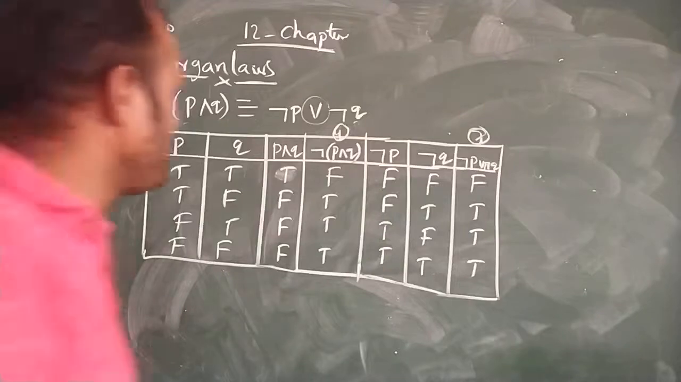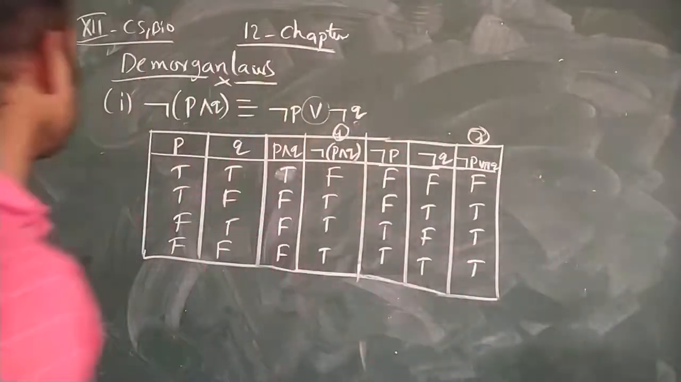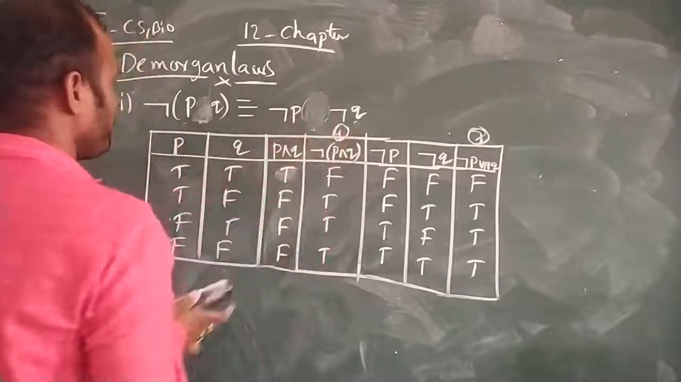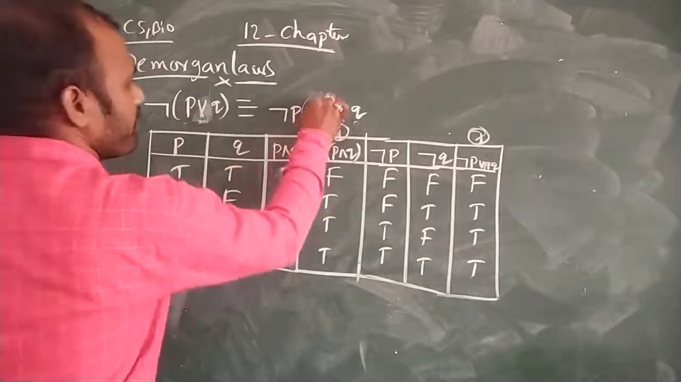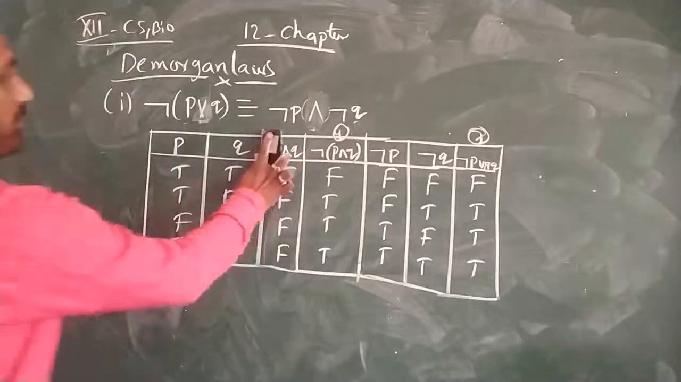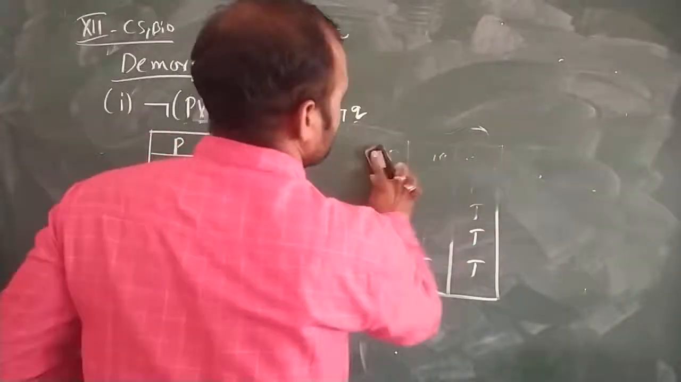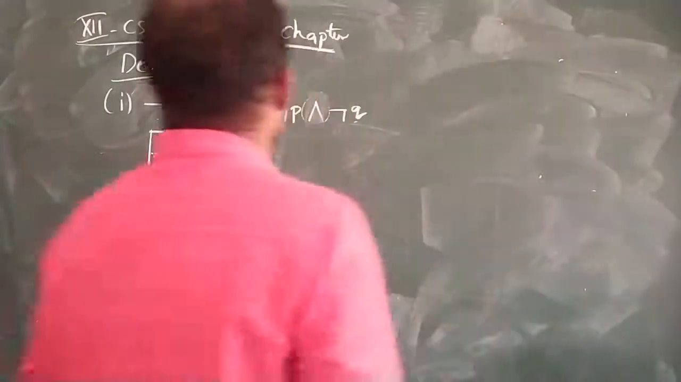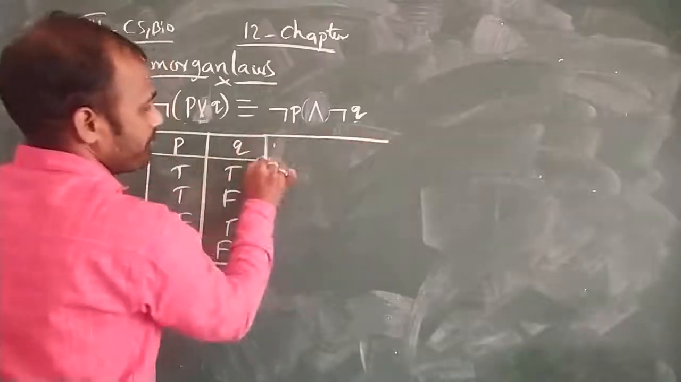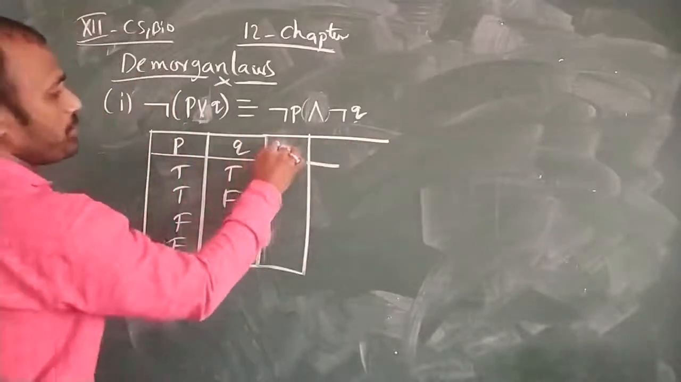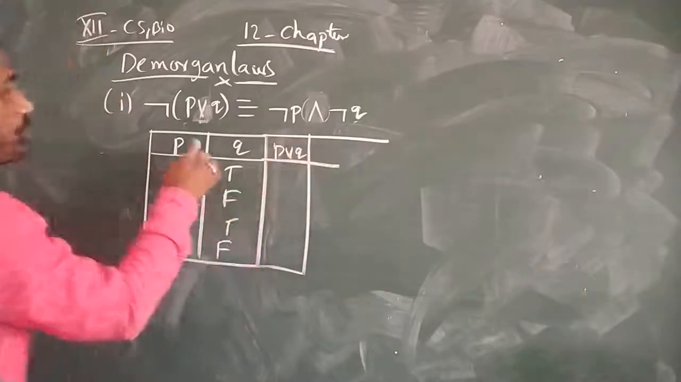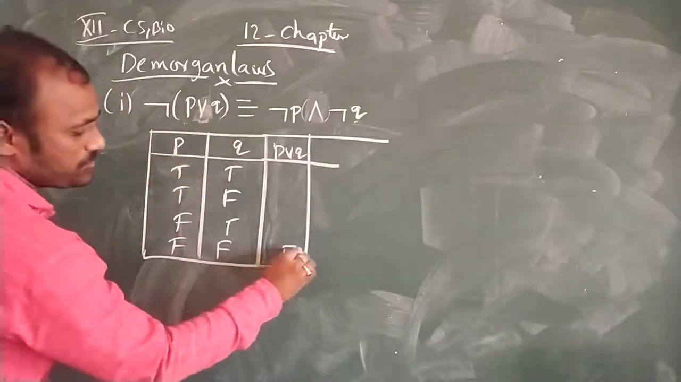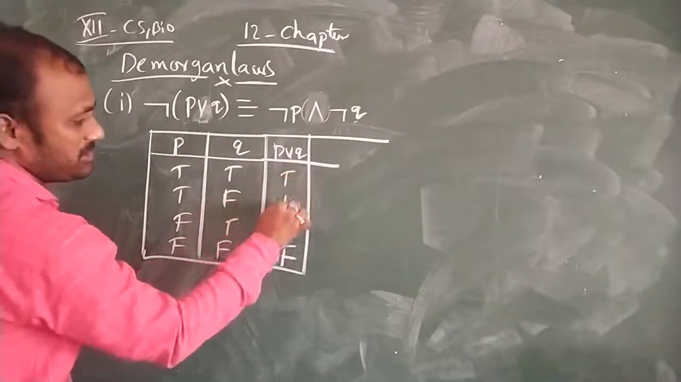So similarly, let us prove with another operation, AND. Let us change it. So this was De Morgan's law. So first we need to apply P or Q. So we know the truth table of P or Q is that only when false, false, it is false, remaining all cases it is true. So false, false, it is false, remaining all the 3 cases it will be true.